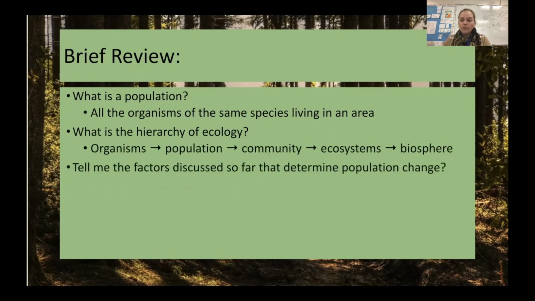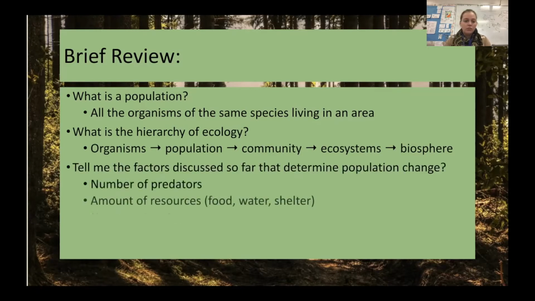So far, we have talked about several things that can cause a population to change. The number of predators in an ecosystem can definitely make an impact on population. Disease in that ecosystem, the amount of available resources, the number of mates. There are others I'm sure that you can think of as well, but those are a few just to help guide you on your way of thinking on how populations can change and what factors will determine those changes.